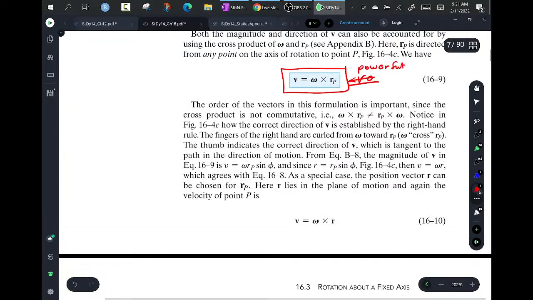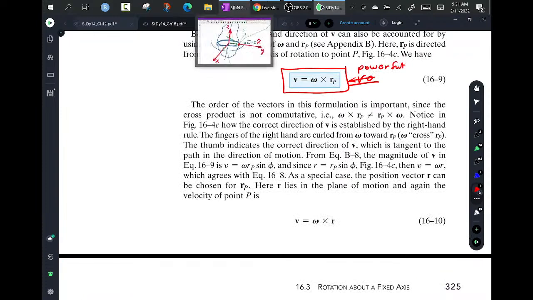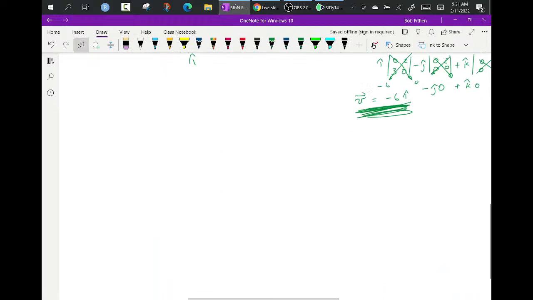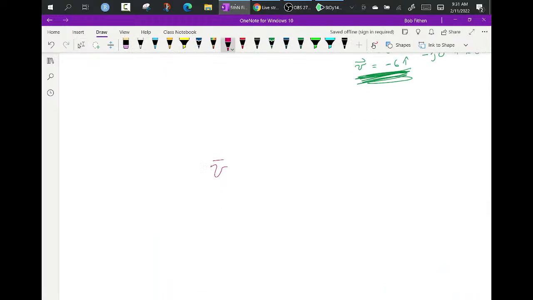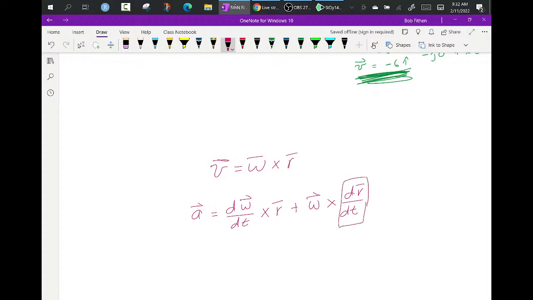Then once he does this, see what happens next. He says, okay, I understand that this is the case: v is equal to omega cross r. But now if I want to find the acceleration, excuse me, it's alpha cross r plus omega cross dr/dt. Now, it turns out that this is actually this.